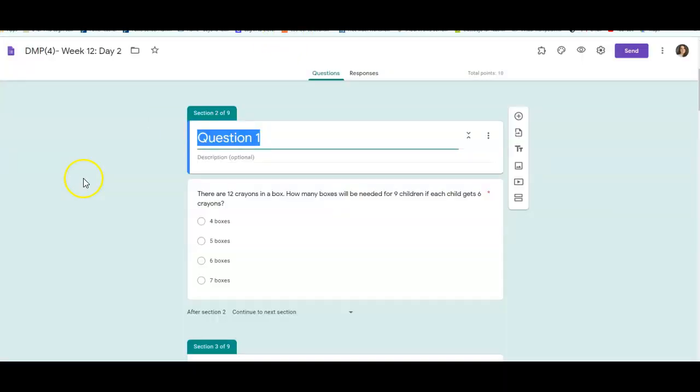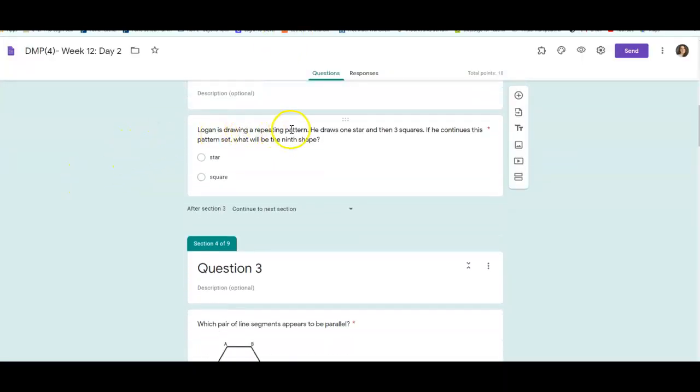Question number 2. Logan is drawing a repeating pattern. He draws 1 star and then 3 squares. If he continues this pattern, what will be the 9th shape? So if his first shape is a star, and his next shape is a square, and then a square again, and then a third square, what will happen if he continues for the 9th shape? So for you to solve this, you might want to draw yourself a picture to figure out what it will be.